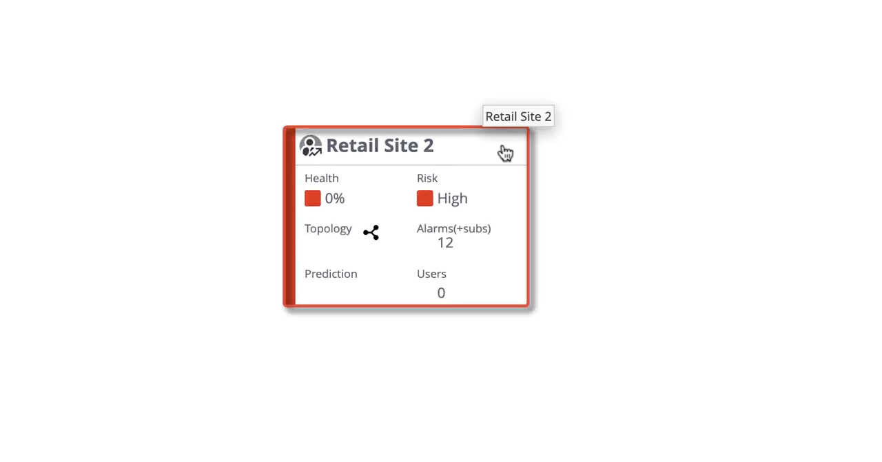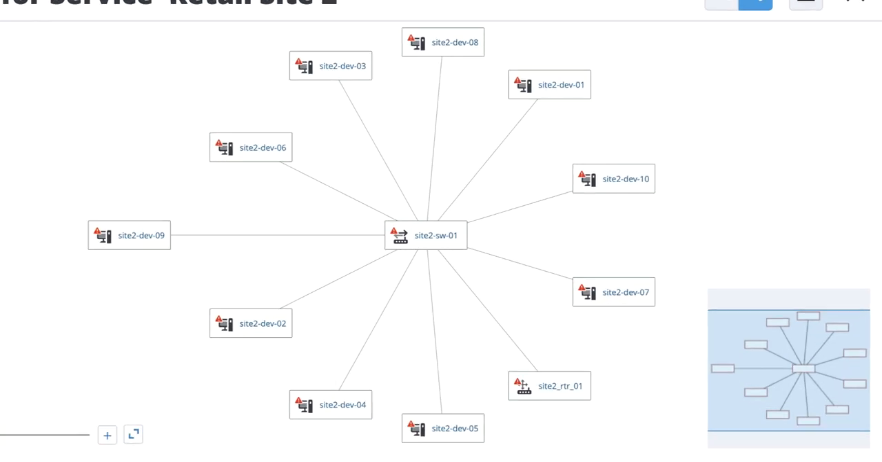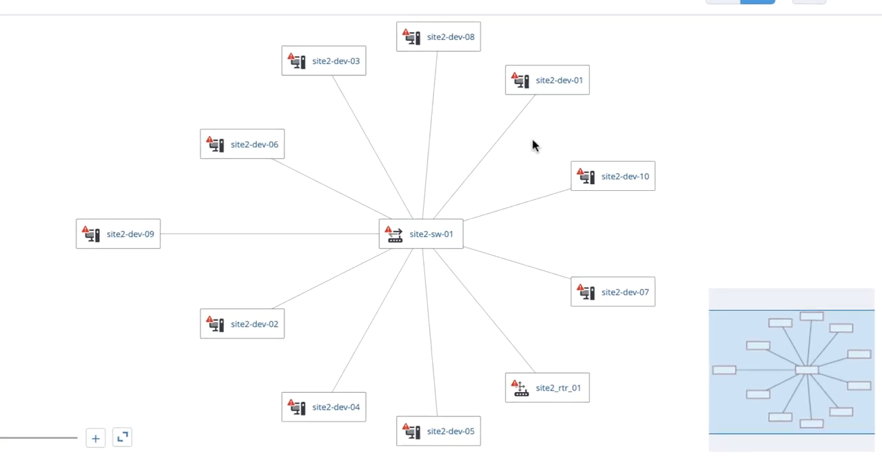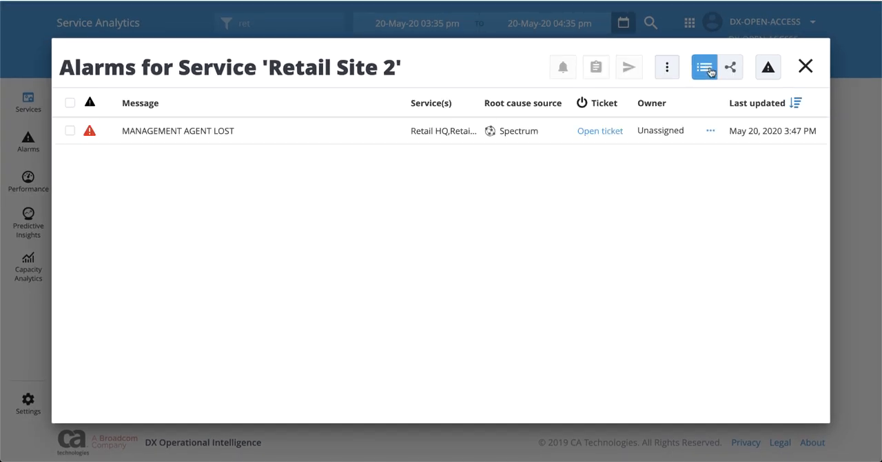The topology view is a graphical representation of the relationship among services and the sub-services that support them. In drilling into the topology for Retail Site 2, we notice all devices for this retail site are affected. Let's drill into the service alarm.